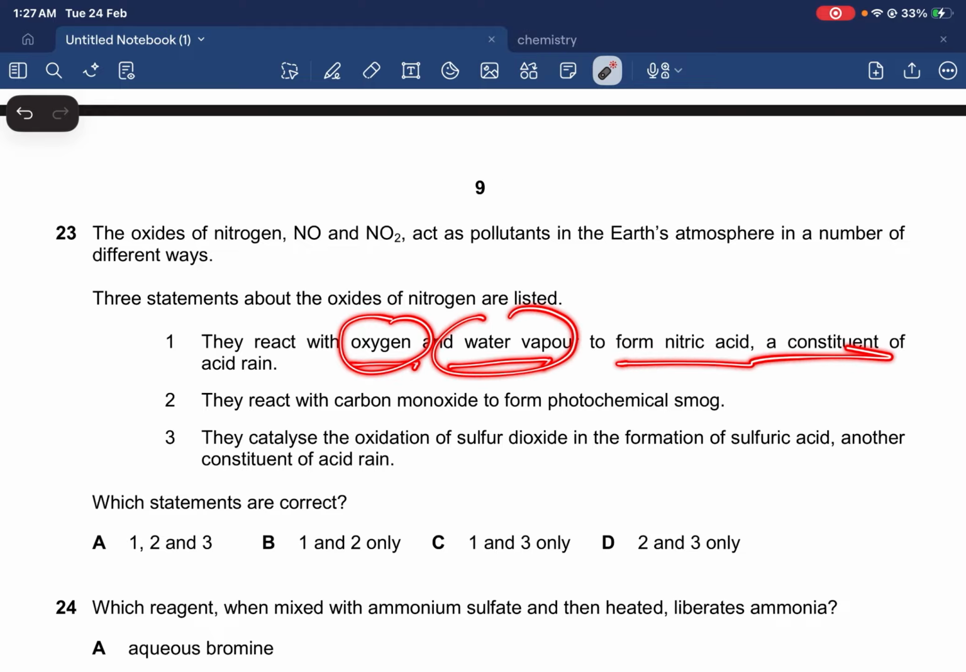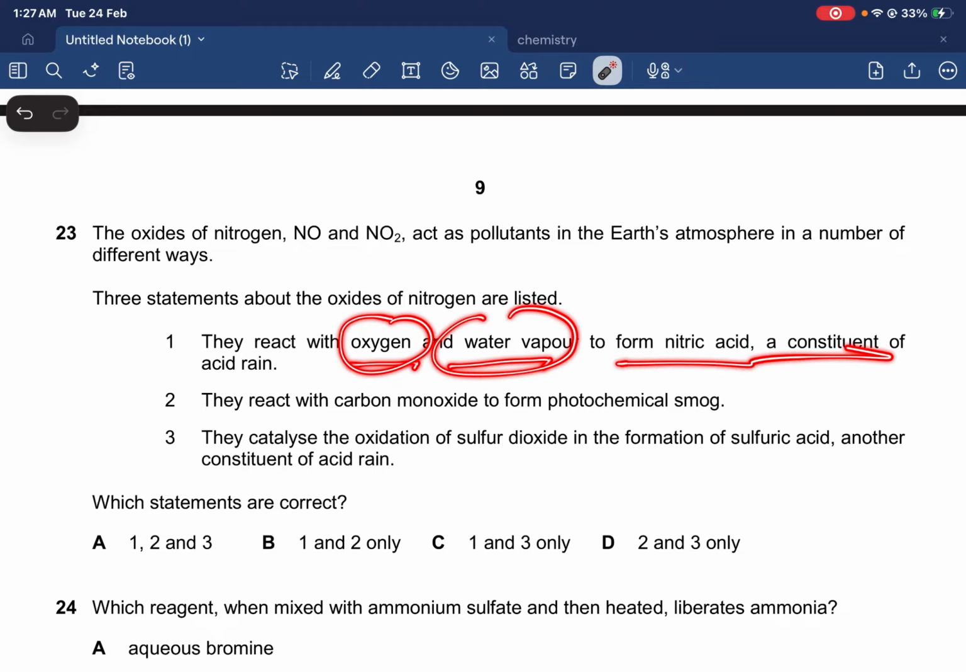Which reagent when mixed with ammonium sulfate and heated liberates ammonia? Anything with an ammonium salt that's basic is going to produce ammonia. So aqueous bromine, no. HCl, no. Calcium hydroxide, yes, because it's basic. Any base plus ammonium salt gives ammonia plus salt plus water.